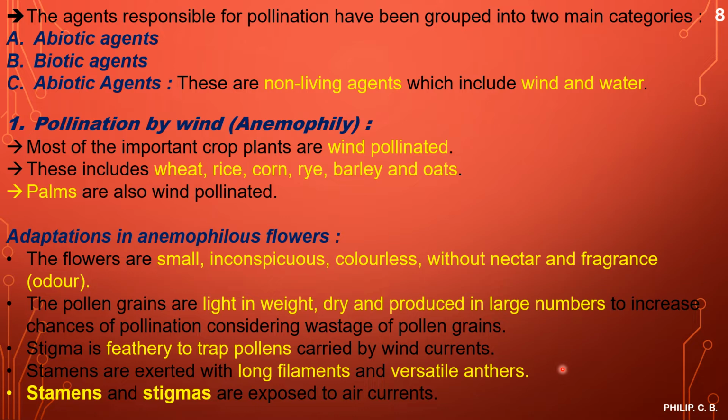The stamen has long filaments and versatile anthers, which helps the pollen get trapped on the stigma, so pollination can be easier. Stamens and stigma are exposed to air currents, meaning they can easily adapt to different air currents. The reason: so pollination can be possible.